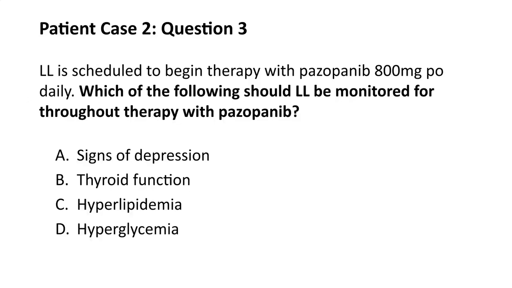So he is now scheduled to begin treatment with pazopanib 800 once a day. Which of the following should LL be monitored for throughout therapy with pazopanib? Signs of depression, thyroid function, hyperlipidemia, or hyperglycemia? And the correct answer here is thyroid function. Had he been started on the regimen containing everolimus, an mTOR inhibitor, then hyperlipidemia and hyperglycemia would be concerns with treatment. But thyroid function is the best option here, given the TKI he's on.